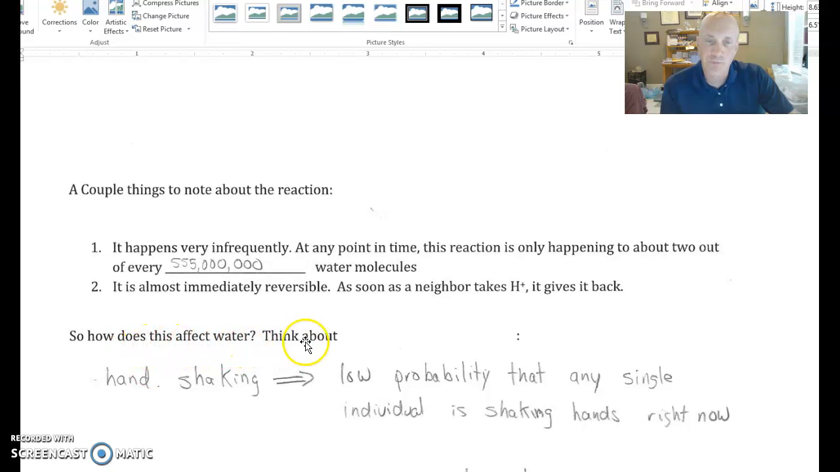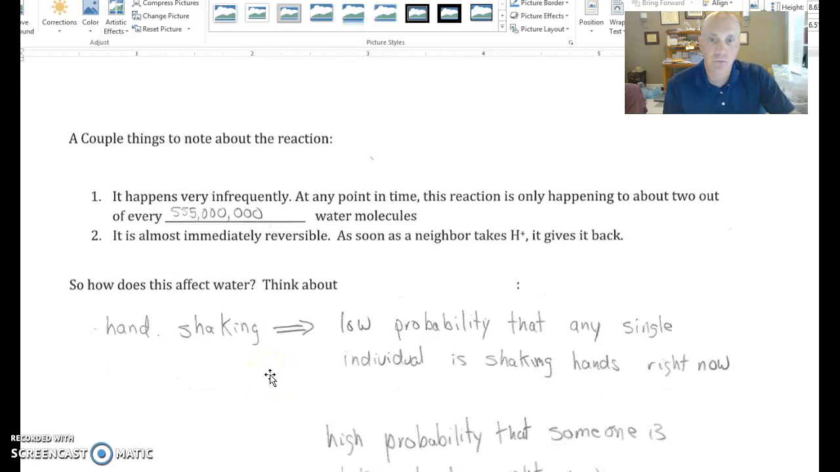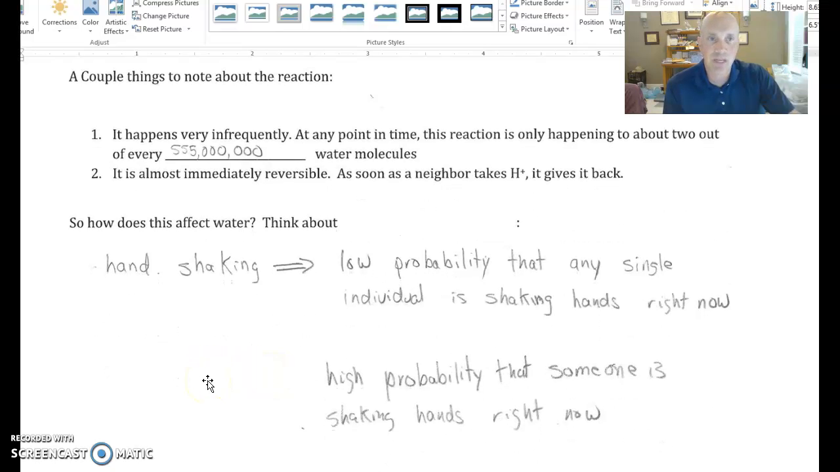So how does this affect water? I'm just going to use a little analogy. We're going to use handshaking. If I were to take any 2 people in the world and ask, what are the chances that they are shaking hands right now? If you just pick 2 random people in the world, the chances are very, very low that they would be shaking hands at any given point in time. So does that mean that no one is shaking hands right now? Well, let's think about how many people there are on Earth. I believe there's over 6 billion people on Earth.